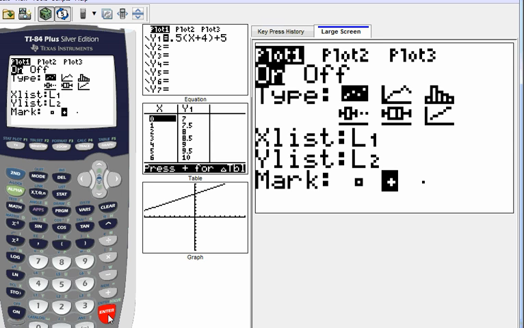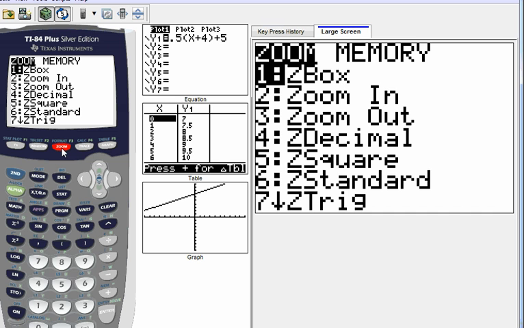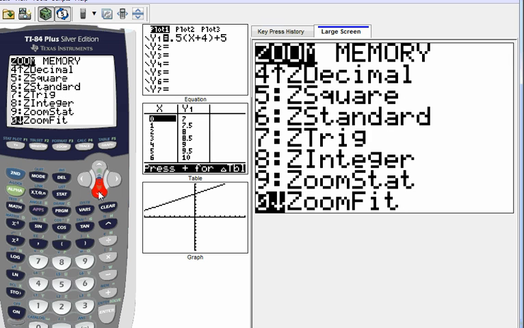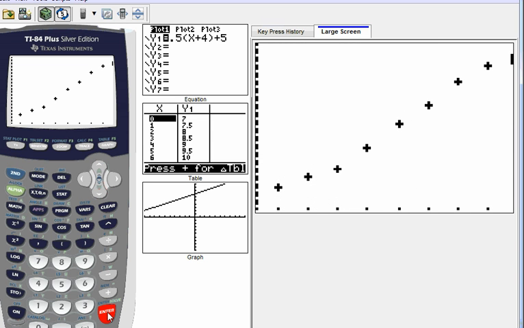Now I need to make a graph of this, but I know my window is not going to be right. The quickest way to get the correct window is press zoom and stat, because I'm doing statistics, and that's number 9. Press enter, and we get a graph, and there it is. And we notice there's a positive correlation here.